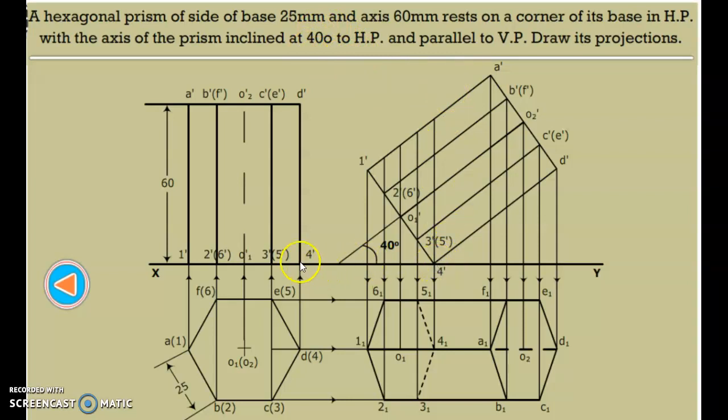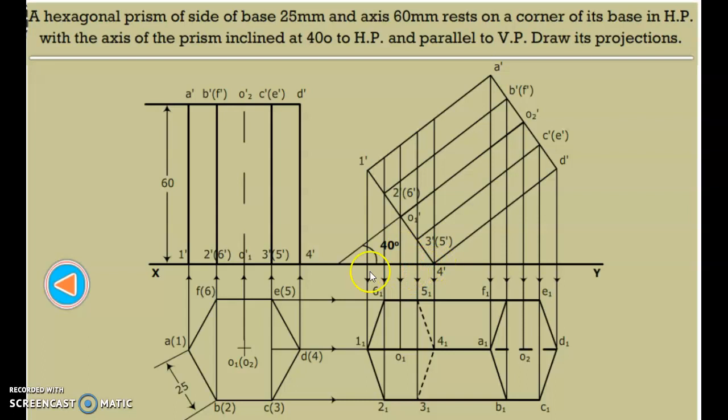So from this point, this 4 point, draw a 50 degree angle. Okay, this is 50 degree. So from this point, from this 4, okay, this corner, draw a 50 degree line. So this will be a 50 degree. So this will be your point 4 dash.